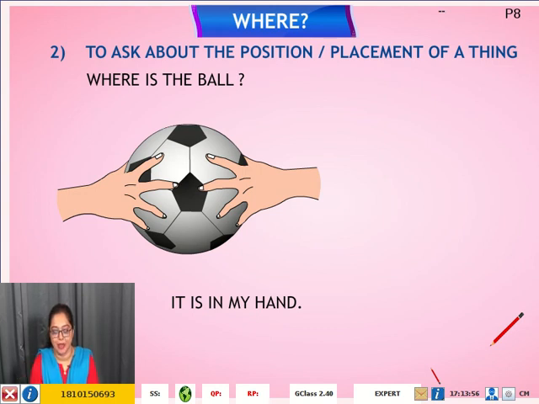So I hope you have understood the entire concept of the WH words. What are the WH words? What are the helping verbs and the modal verbs? Usage of what, when, and where.